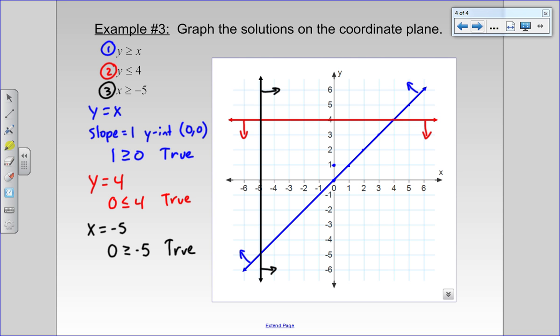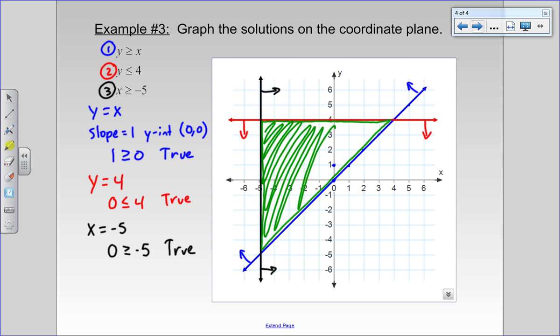Now we can see, as we look at this graph, that the overlapping region among all three inequalities would be all points that are to the right of that vertical line, below the horizontal line, and then above and to the left of the blue diagonal line. So we can see that those points fall inside this triangular area of the coordinate plane. So we can shade those all in to indicate that those points are the solutions to this system.